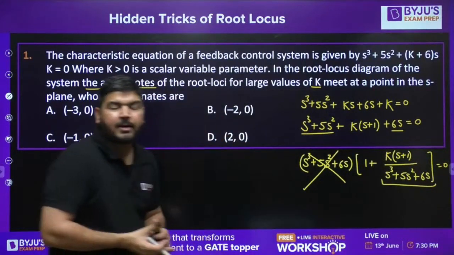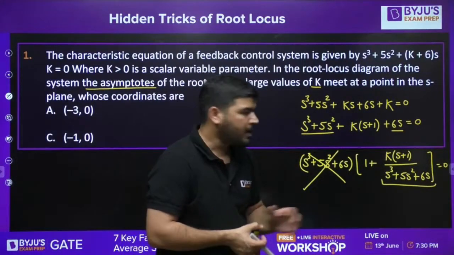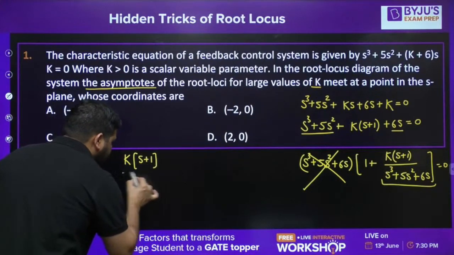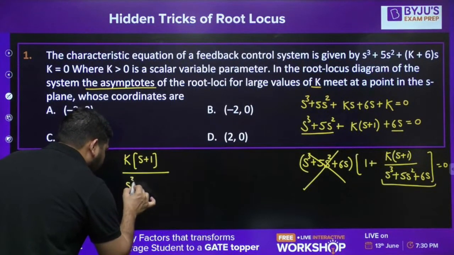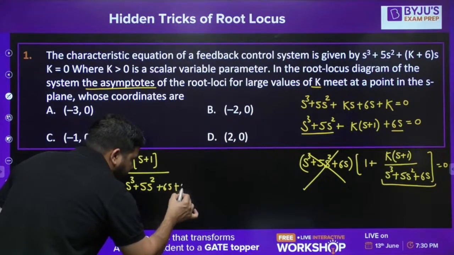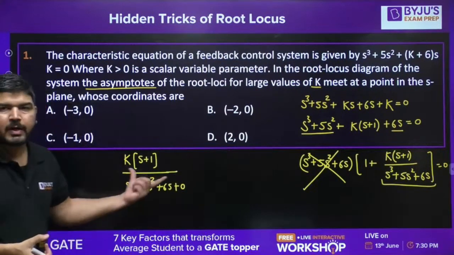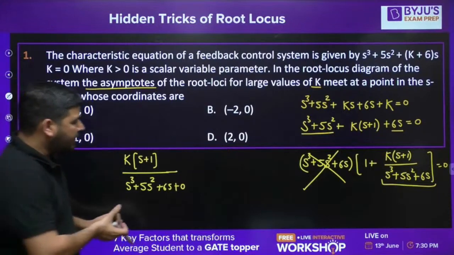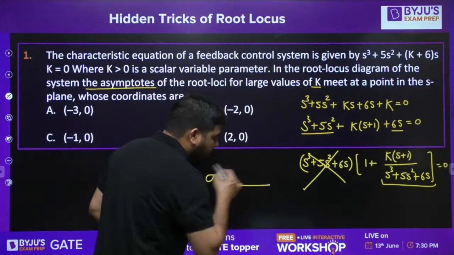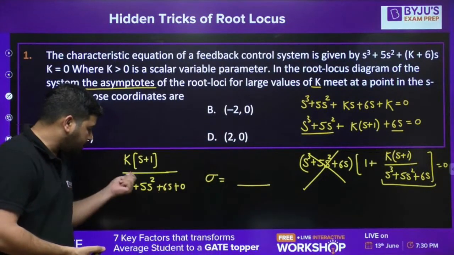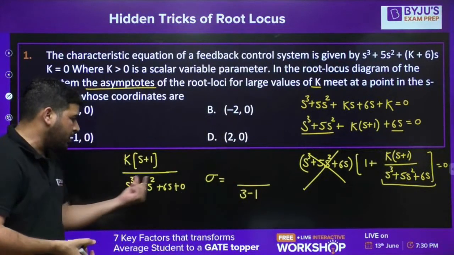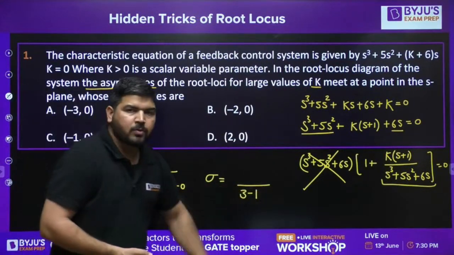Now we want to calculate the centroid point. How to calculate it? Let me simplify this G(s)H(s). G(s)H(s) is K into (s plus 1) divided by (s cube plus 5s square plus 6s plus 0). Now we know that the centroid point is the sum of poles minus the sum of zeros divided by the number of poles minus the number of zeros. The number of poles has to be 3 because the highest order is 3, and the number of zeros is 1. Now, what is the sum of poles?